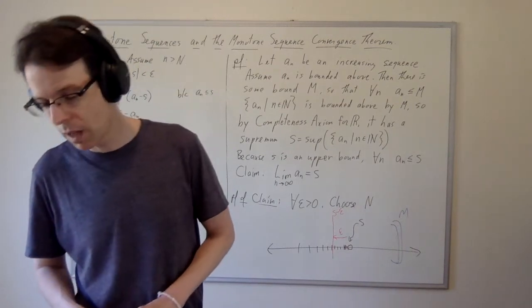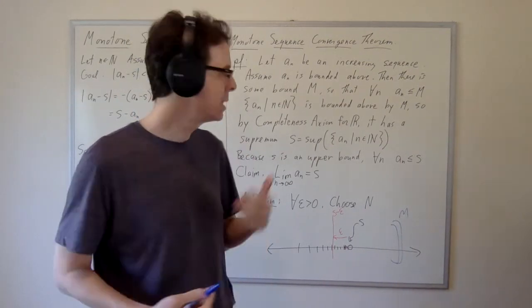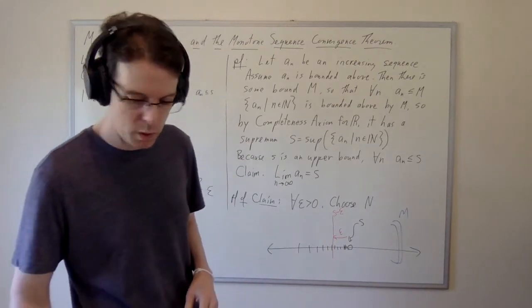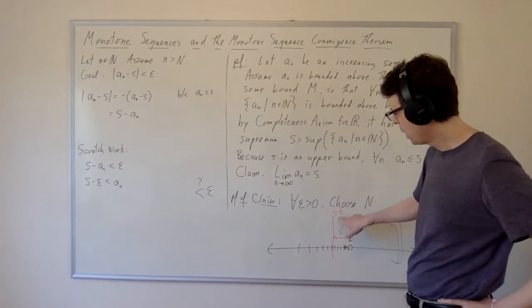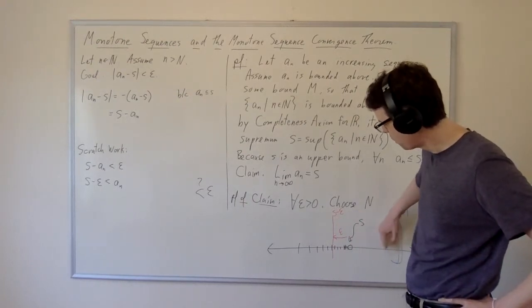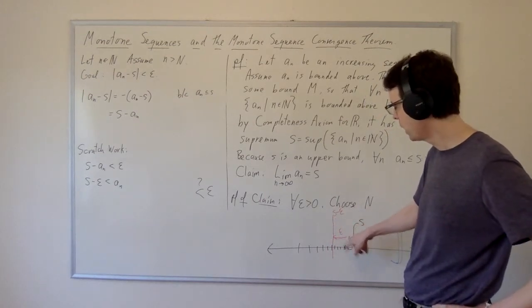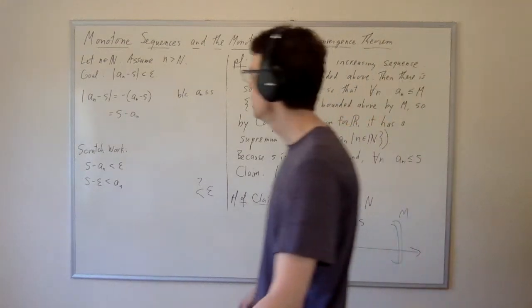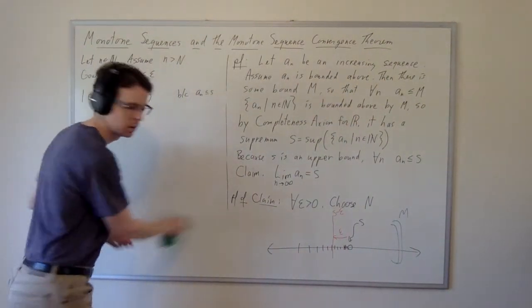Now, if s minus epsilon is not an upper bound, then there must be some sequence term that exceeds it, right? So what we're doing here is reasoning about the definition of the supremum and the fact that if s is minimum among all the upper bounds, then this thing must not be an upper bound, and therefore it can be exceeded by one of the sequence terms. So let's write that and see where it leads us.